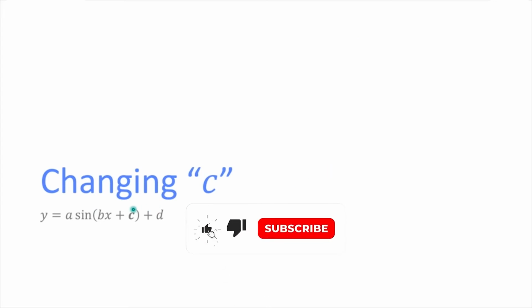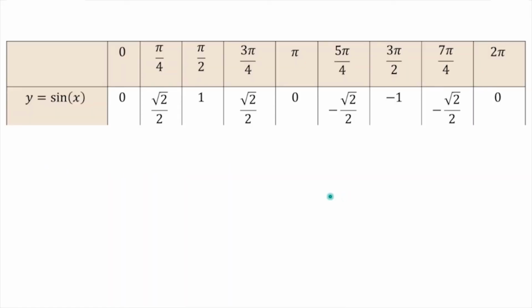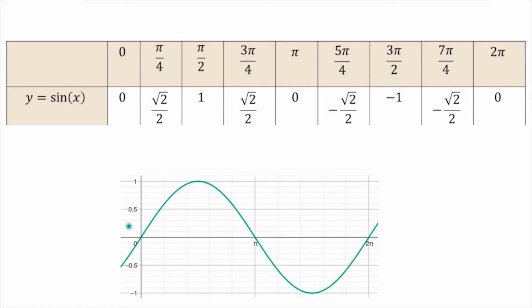Let's see what happens to our sine curve when we start fiddling around with the value of c. Just like we did when we were looking at changing a and changing b, let's have a look at our original sine curve. The curve y is equal to sine x has 1 for the value of c, and we should all be very familiar with the graph by now.